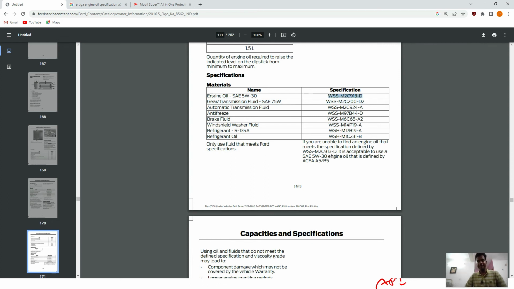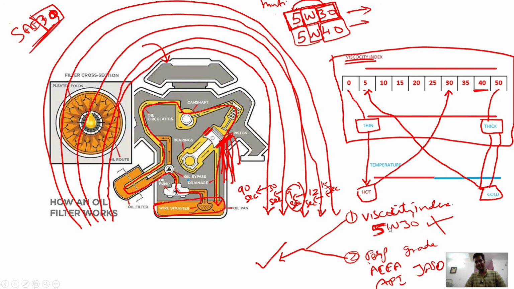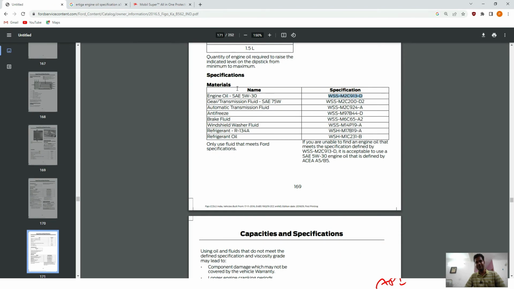But in the market, what we get is 5W30, which follows the standard of ACEA A5/B5. That's how we usually get it in the market, and there are certain aftermarket products that satisfy these two. Now let's see how we can get our proper engine oil. So 5W30 and ACEA A5/B5. That's what is mentioned in our specification, right? So how can I get that?